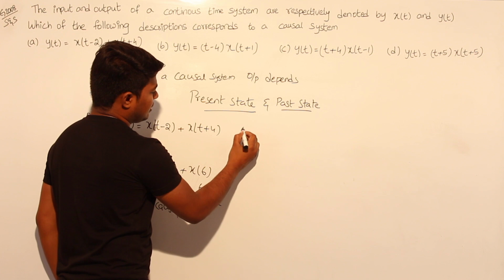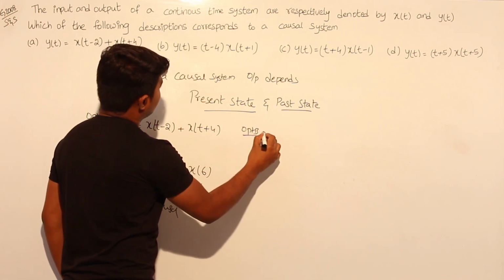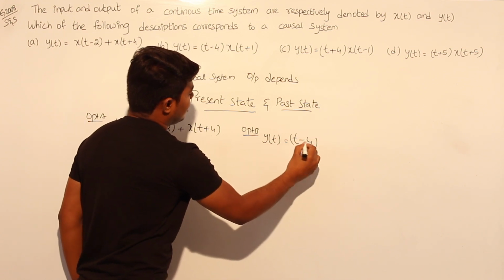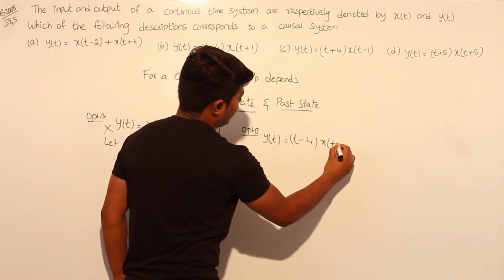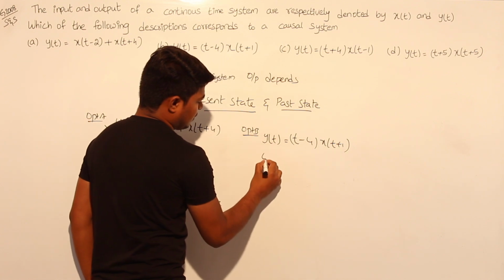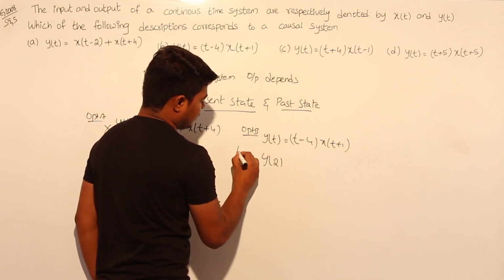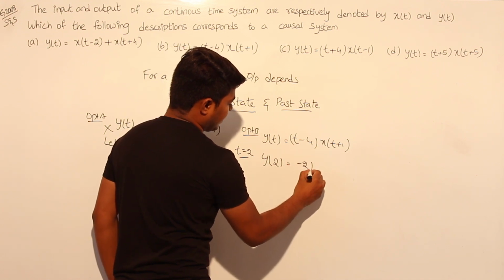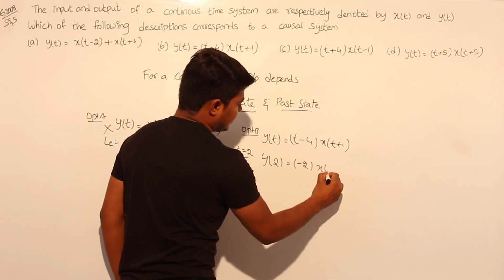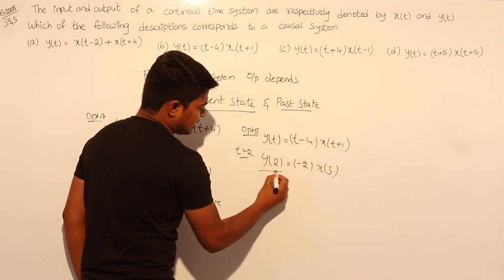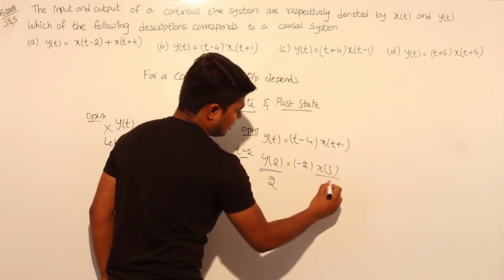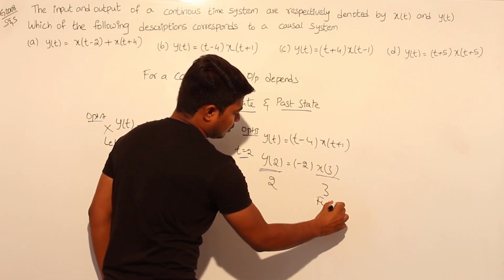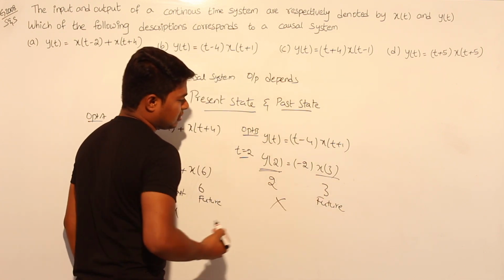Now we'll take option B. y of t is equal to t minus 4 into x of t plus 1. Now y of 2, the same, t equal to 2 I am taking. y of 2 equals 2 minus 4, that is minus 2, x of 3. See here the present state is 2, here it is 3. So 3 is the future state for 2, so this is also not causal.